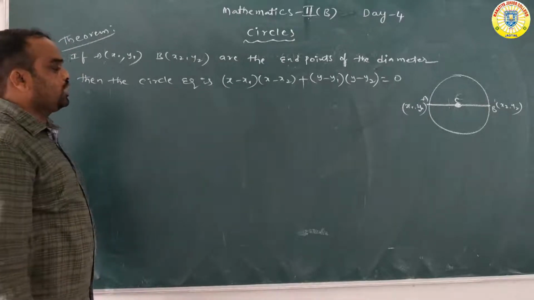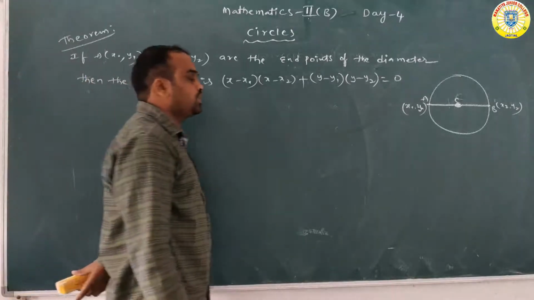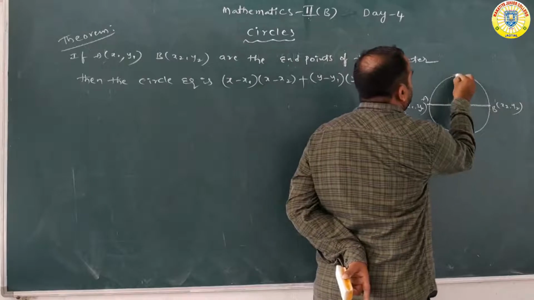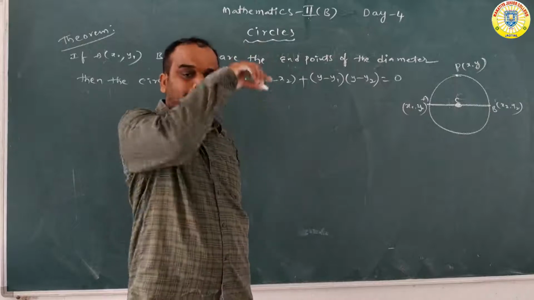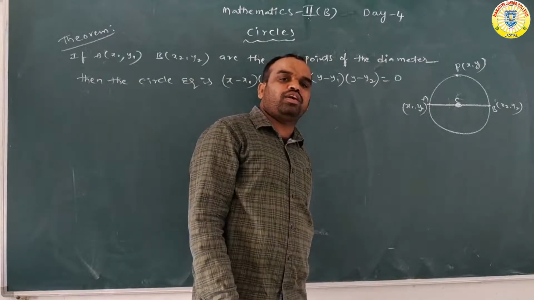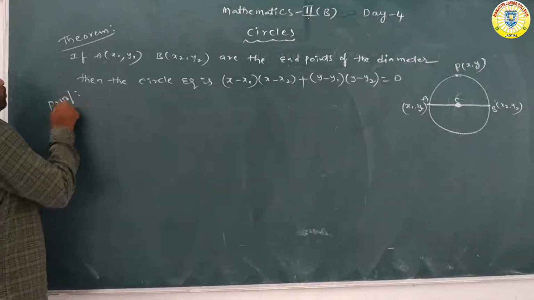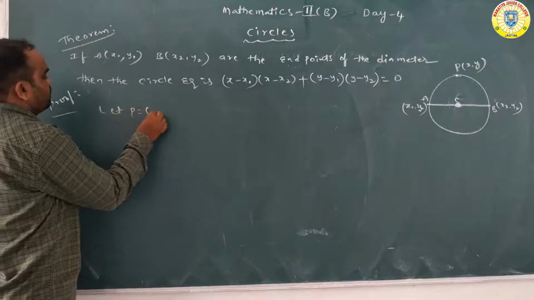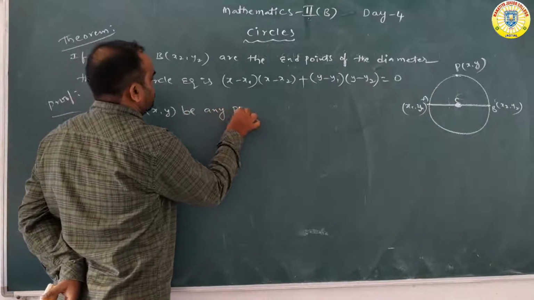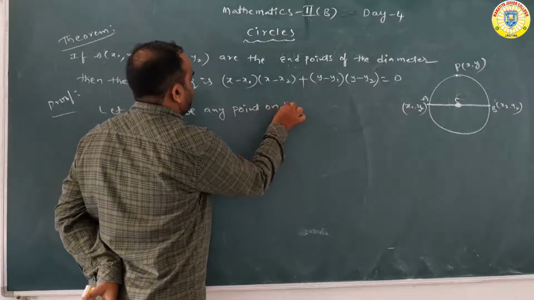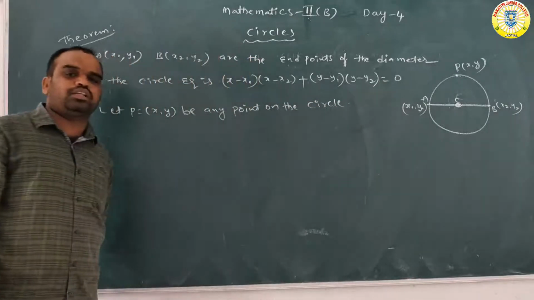Equation of circle is (x - x1)(x - x2) + (y - y1)(y - y2) = 0. Now, see here, we are taking P(x, y) as any point on the circle. First, the proof. Proof: let P = (x, y) be any point on the circle.